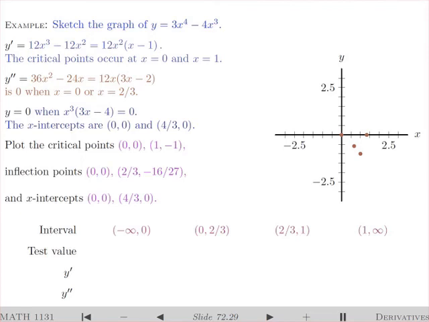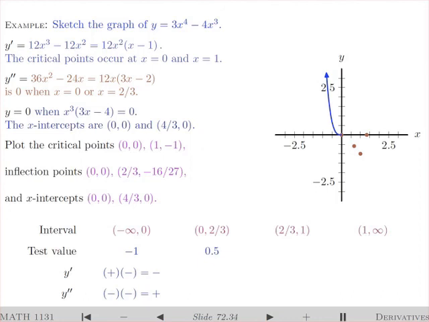I'm going to do the sign chart by doing test values. So I take some x coordinate in each of these, plug that into y prime and y double prime. We can use the factored form. At negative 1, x squared is positive, x minus 1 is negative. So y prime is negative. And for y double prime, I have 12x times (3x minus 2). They are both negative when x is less than 0. So y double prime is positive in that interval. So I have a function that's decreasing and concave up. So we draw an appropriate segment.